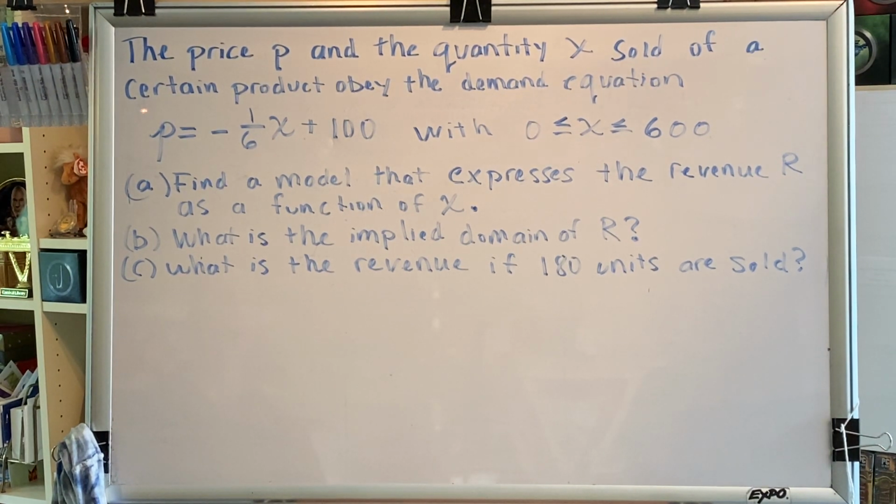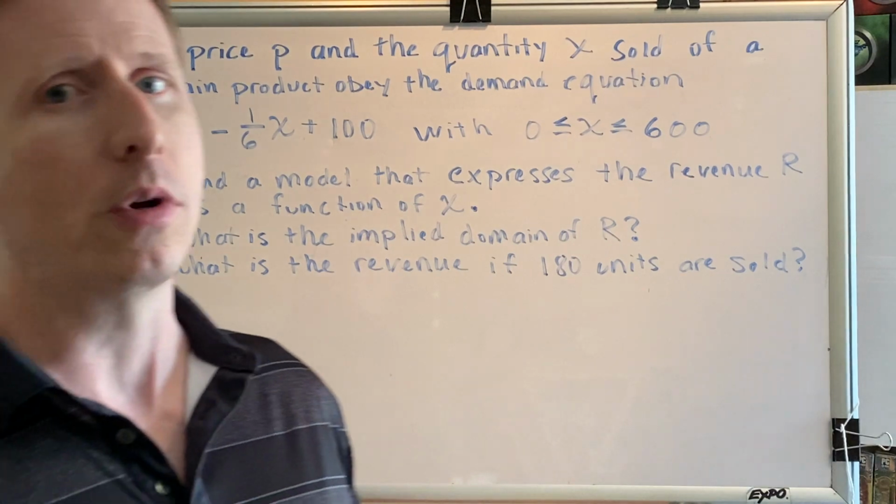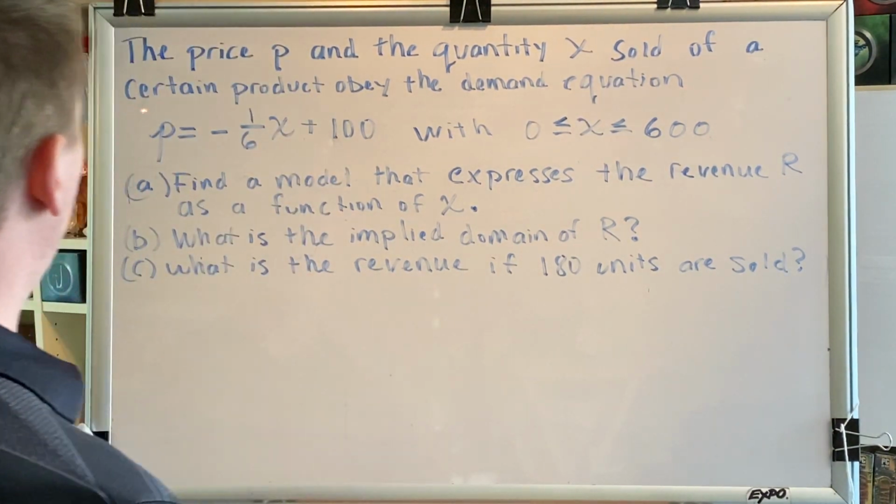Part A, find a model that expresses the revenue R as a function of X. Part B, what is the implied domain of R? Part C, what is the revenue if 180 units are sold? There's also a Part D and a Part E, which we'll do in our next video. All right, let's jump in with Part A.